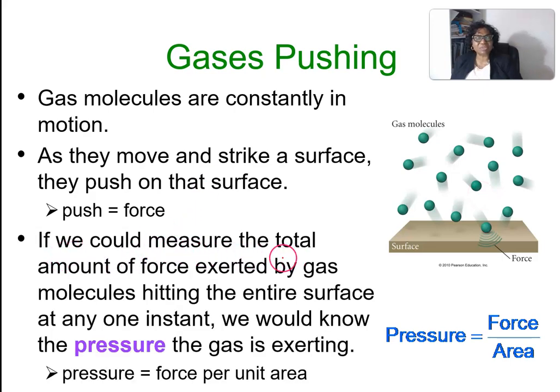If we could measure the total amount of force exerted by gas molecules hitting the entire surface at any one instant, we could know the pressure the gas is exerting on that surface. Because pressure equals force per unit area. Mathematically, this is how we write it.